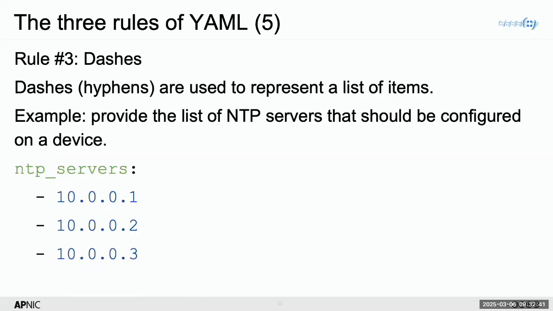The third rule is that we use the dash, or hyphen, to represent a list of items. Here we have the example of NTP servers. If we need to provide multiple NTP servers for the configuration, this is how we can do that. We have the NTP server, and then we use the dash to provide each value. So this could be a list of items in this case.